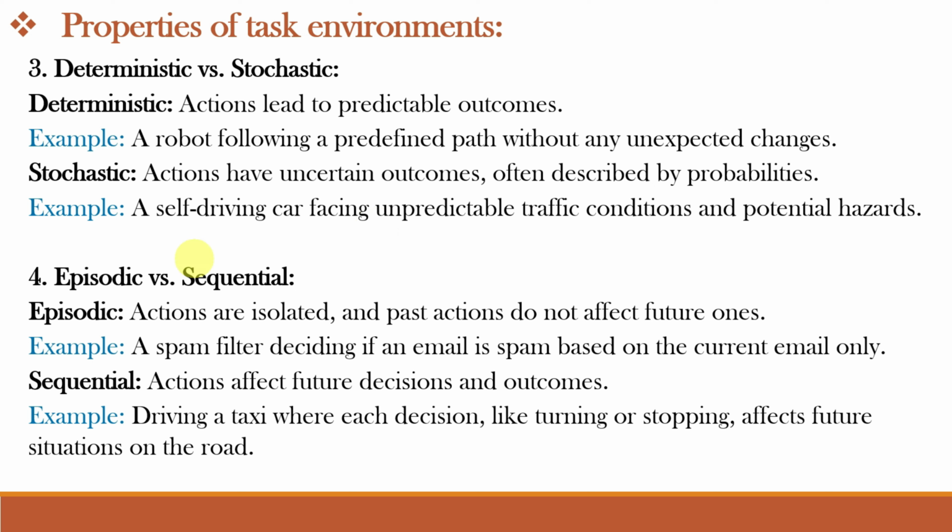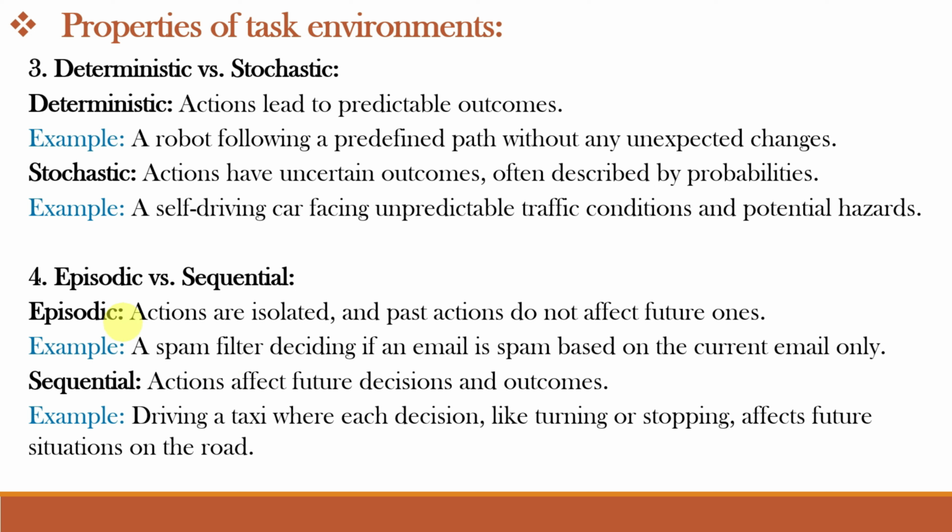Okay, fourth property of the task environment is episodic versus sequential. Okay, as the name suggests, episodic means one which has different episodes in a series of episodes. Every story will be different in a different episode, right? So for episodic, the actions are isolated and past actions do not affect the future ones. Whereas for sequential task environment, the actions affect the future decisions and outcomes. Okay, it will be coming in sequence one after the other, right?